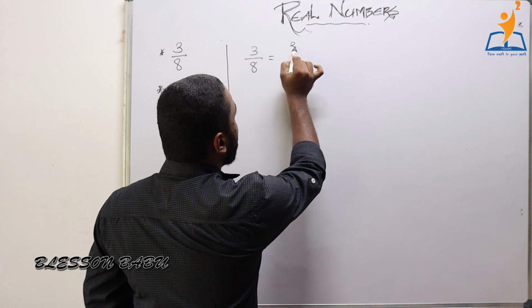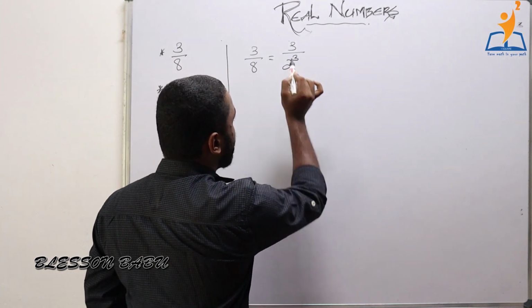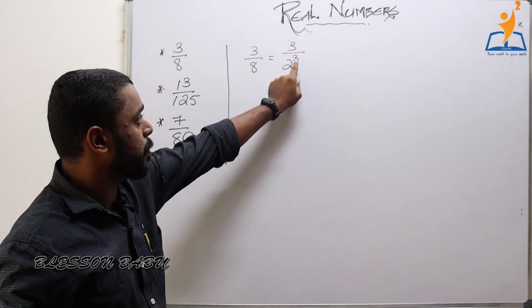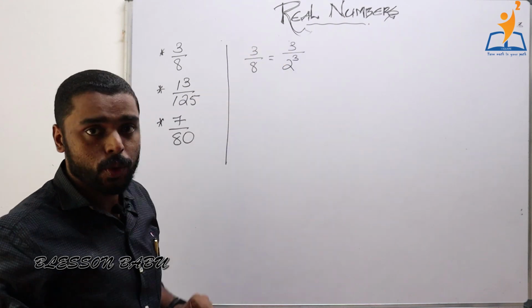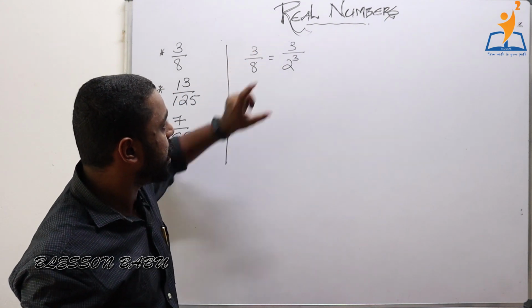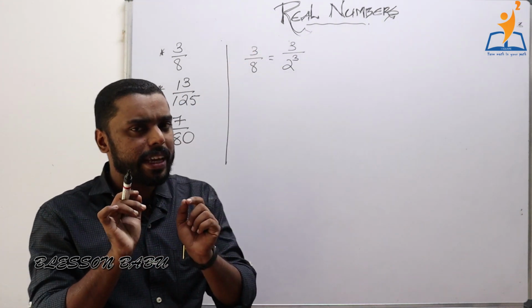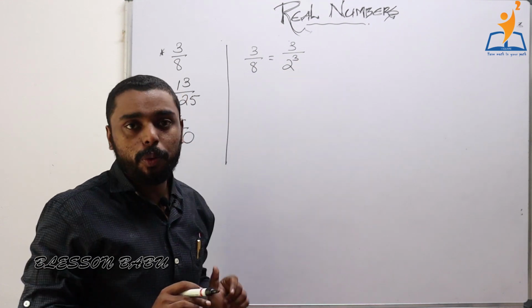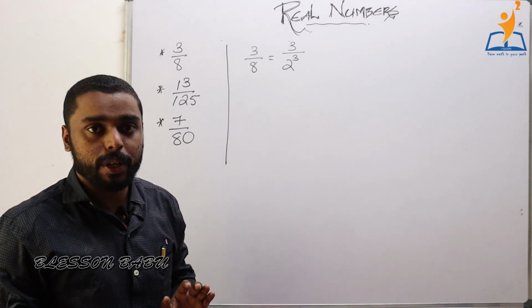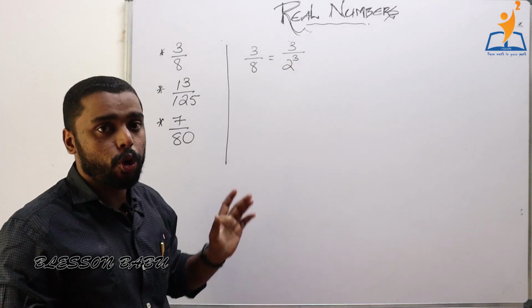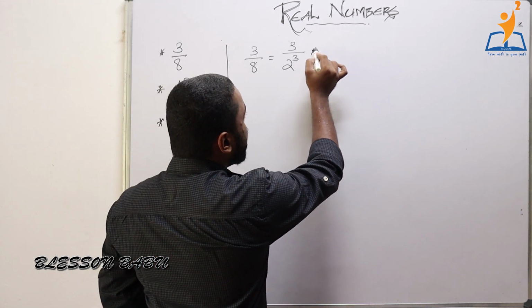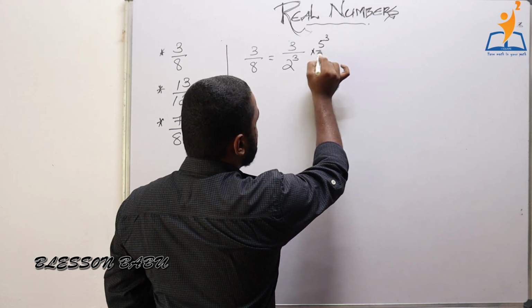We know that 8 is nothing but 2 cube, right? The denominator is of the form 2 raised to m. And we know that 3 by 8 can be represented as 3 by 2 cube. Now we are going to apply a small trick. We have 2 cube already. Now we are going to make this in the form of 10 cube. For that, we have 2 cube, and 5 cube is absent, right? So we are going to divide and multiply by 5 cube simultaneously.